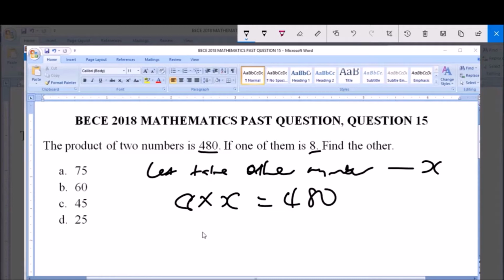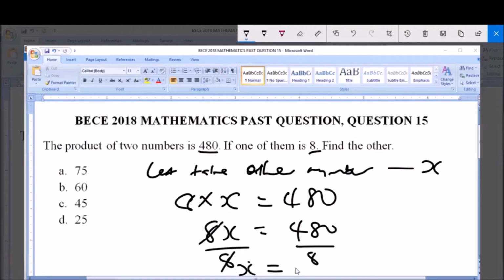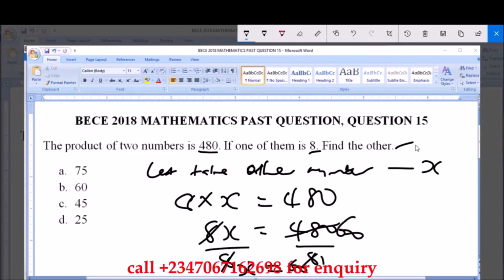Now to find x, we divide both sides by the coefficient of x, which is 8. So therefore we cancel 8, we have x is equal to, now 480 divided by 8 is equal to 60. So x is equal to 60. So therefore the other number is equal to 60.